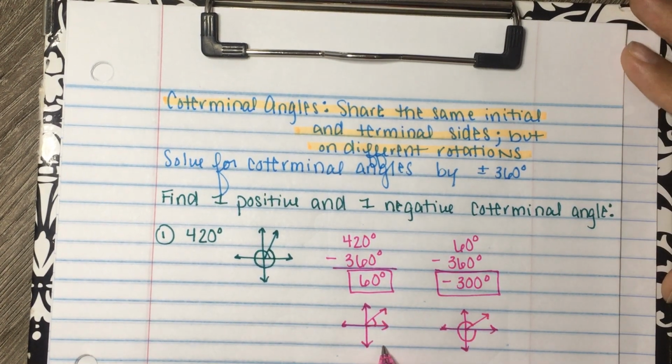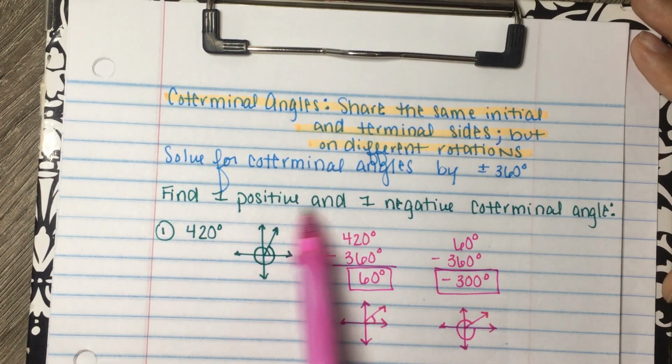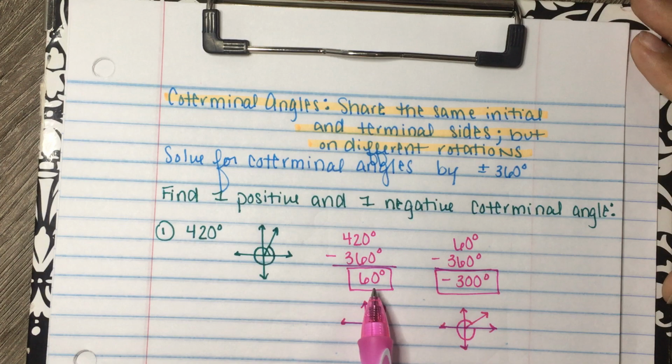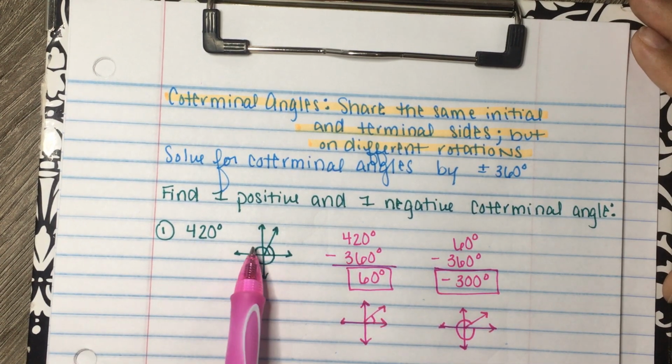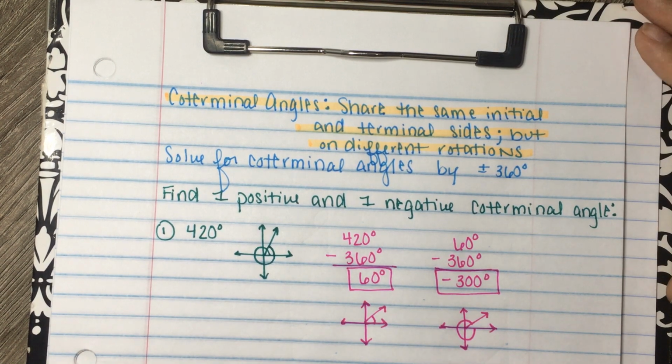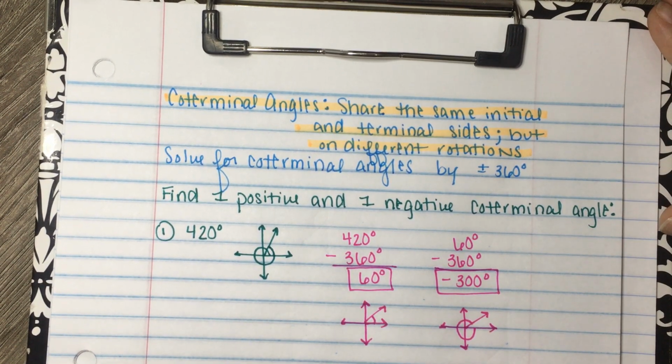Now you don't need to draw the pictures because I didn't ask you to draw it in standard position. I just asked you to find 1 positive, 1 negative. So your answer here is 60 degrees and negative 300 degrees. But I want to draw the pictures so that you can see that they are the exact same angle, they're just on different rotations. All right, now we're moving on.